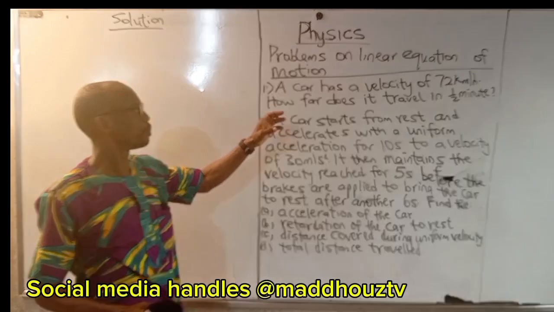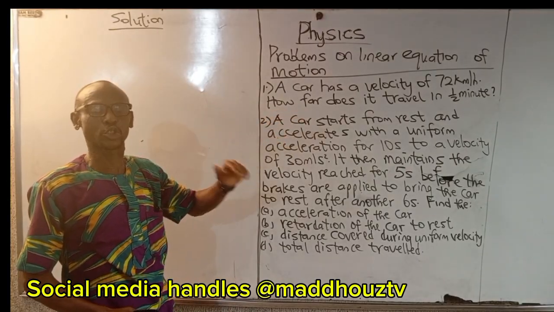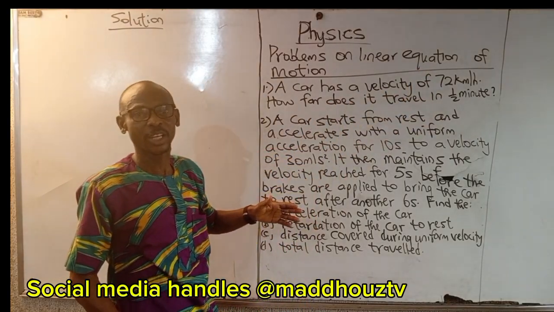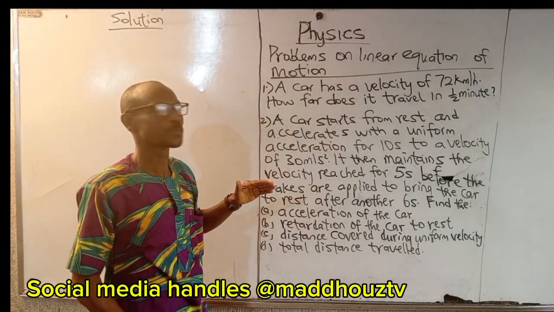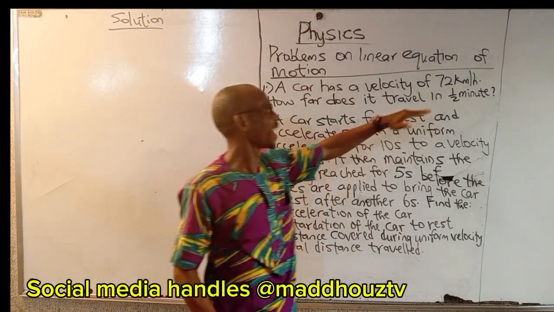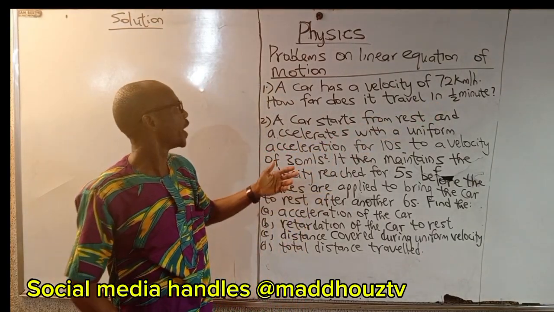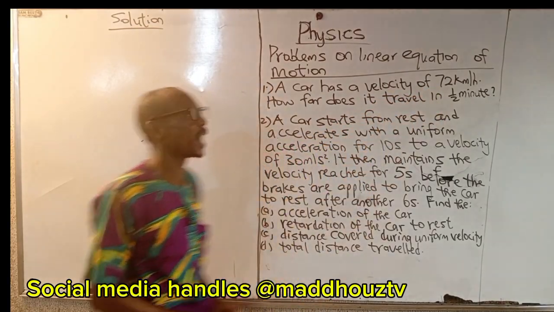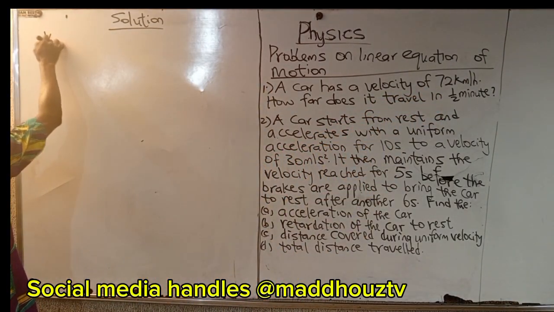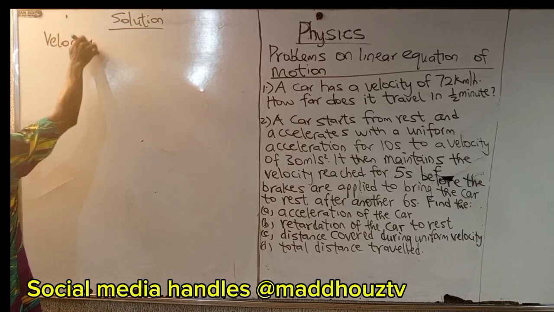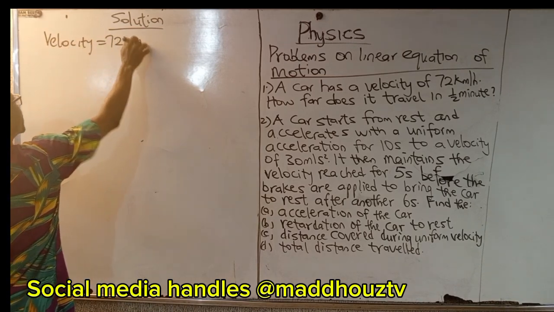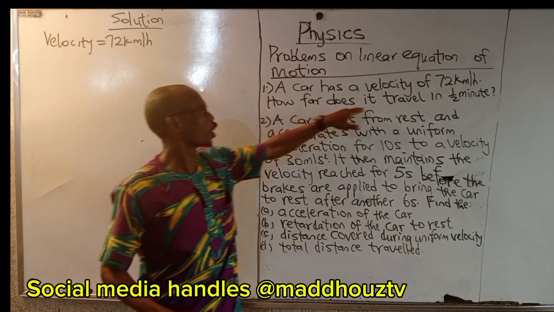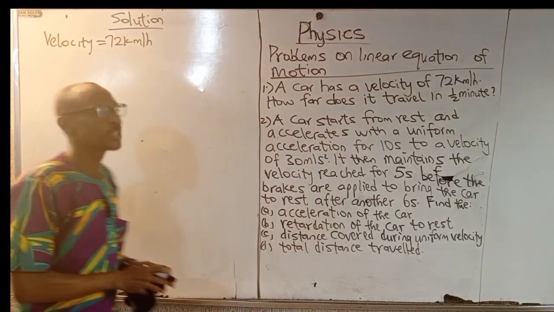When we want to solve problems, we must make sure that the unit for each quantity given to us is in the standard unit. Now what do we have here? A car has a velocity of 72 kilometers per hour. So our velocity here is 72 kilometers per hour. They say, how far does it travel in half a minute?